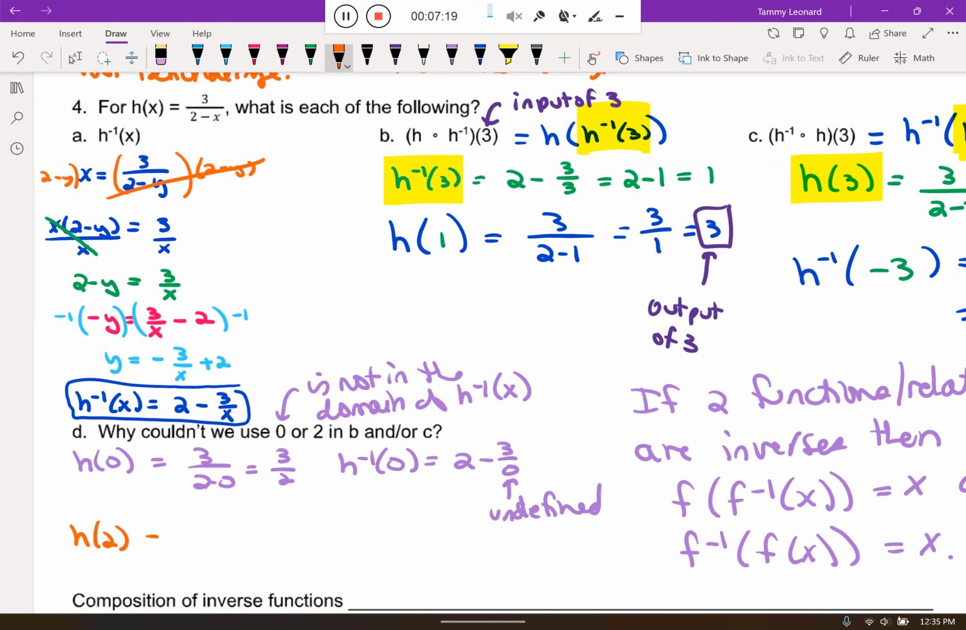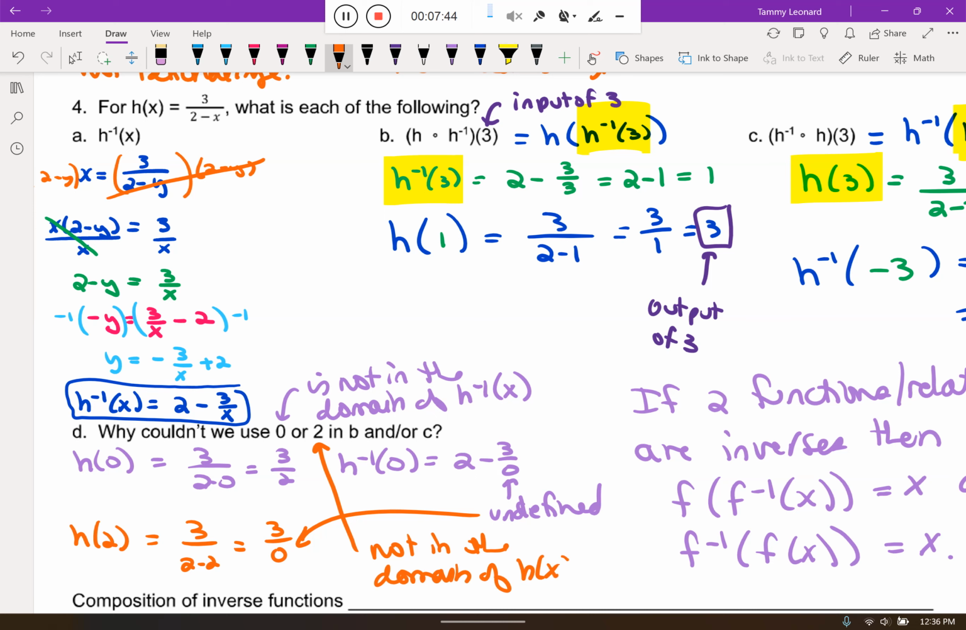Let's look and see what happens if I use 2. Well, h of 2 would be 3 over 2 minus 2, which is 3 over 0. That's also undefined. So it doesn't really matter what would happen when I plug it in to h inverse because it's already not an option. So 2 is not in the domain of h of x. So we wouldn't be able to use either of those numbers to test to see if something's an inverse or not because they're not in the domain of one of the functions that we're working with.